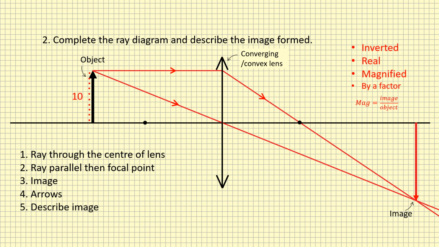So the object, we know, hasn't changed; it's actually 10 squares. The image, let's count that. So it's going to be quite a few squares here, so that's going to be 15 squares. So that's going to be the image size, which is 15, divided by 10. So times 1.5 bigger, which means that it's a bigger image, it's magnified.